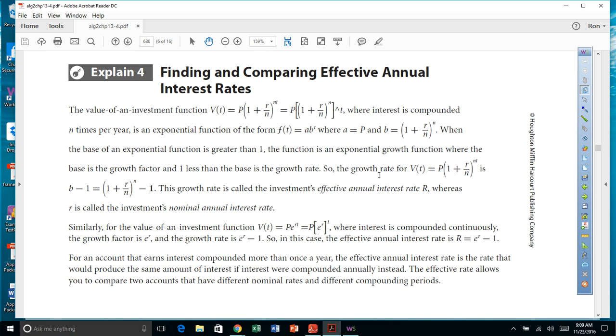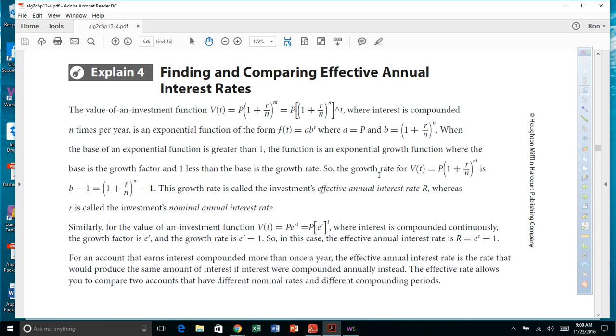Okay, the value of an investment function V sub t equals P times 1 plus r over n to the nt power, where interest is compounded n times per year, is an exponential function of the form f of x equals a b to the t power, where a equals P, the principal, and b equals the growth factor, 1 plus r over n to the n power.